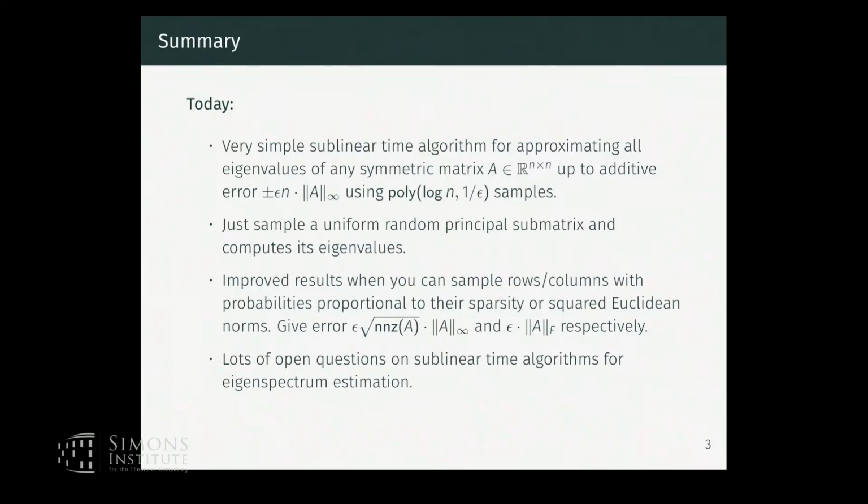We're also going to show some improved results. You can get less coarse error bounds if you have more information about your matrix, for example if you can sample rows or columns with probability proportional to their norms or their sparsities, which in many settings you would have access to. And then I'll mention some open questions on linear time algorithms for eigenvalue approximation and how they connect to what David talked about yesterday, like query optimal linear sketching algorithms for eigenvalue approximation.